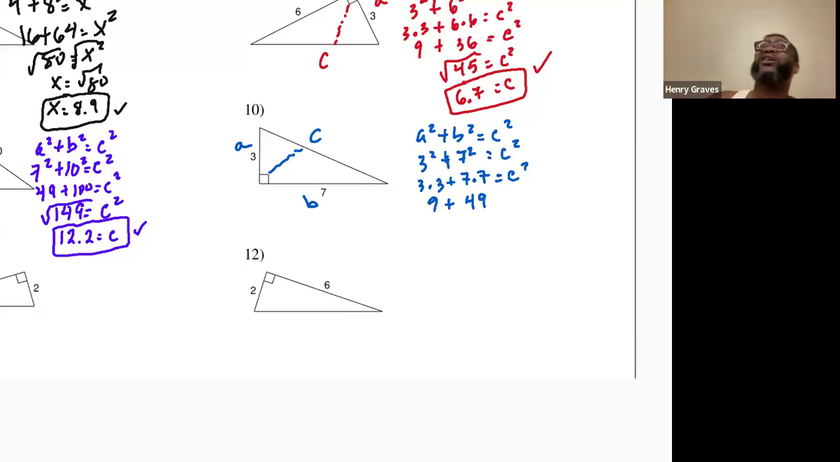This is 49 plus 9 is 58. And the square root of 58 is definitely going to be bigger than 7, but less than 8. Yep, I was right, 7.6.